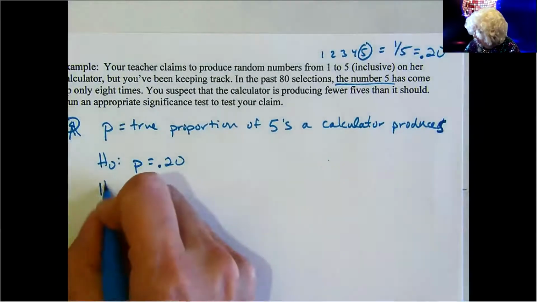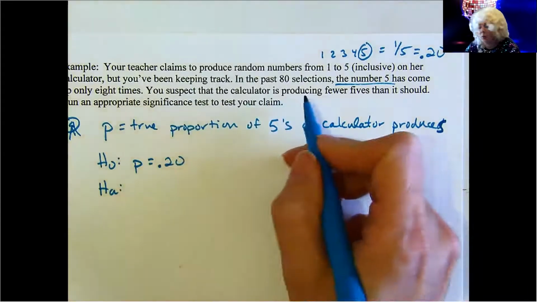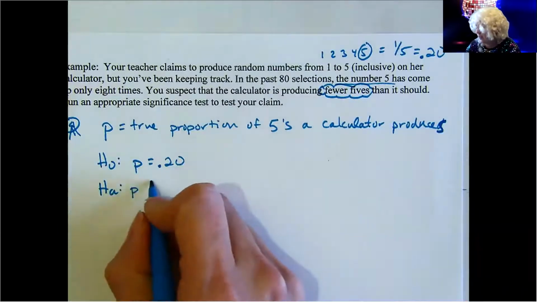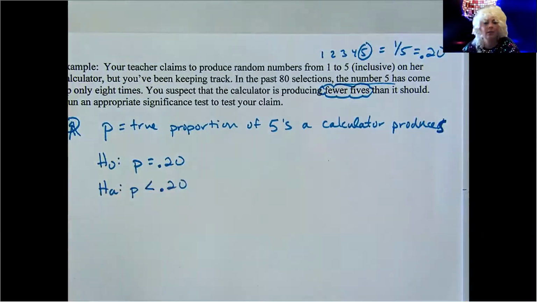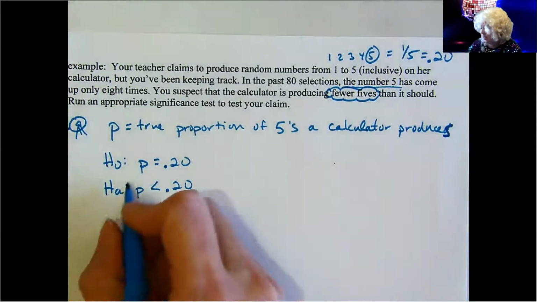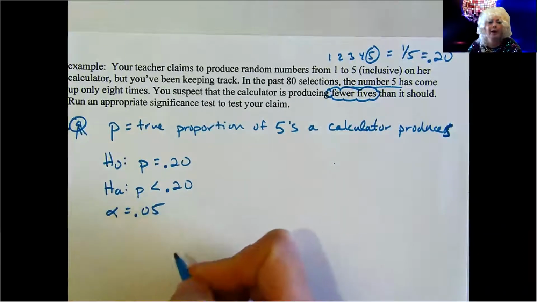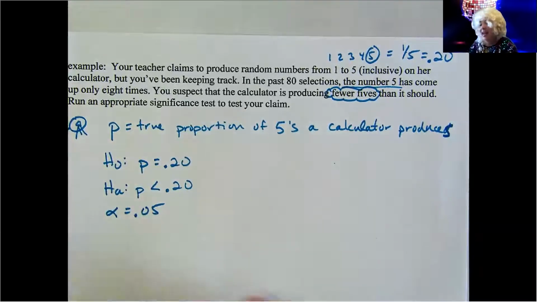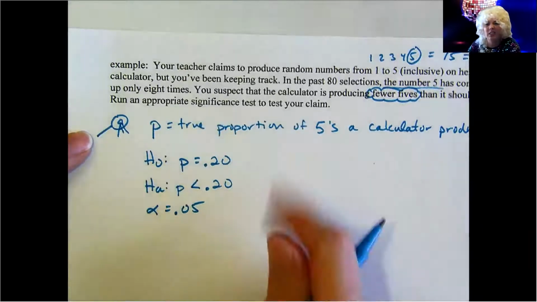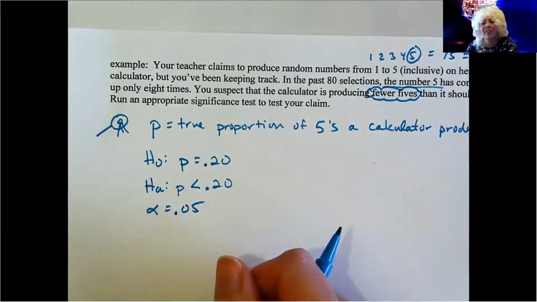All right, the alternative, let's go back and see. You suspect the calculator is producing fewer 5s. So we're going to look for evidence that it's fewer than 20%. Fewer. They don't give me an alpha level to use, they just say use a significance test. So I'm going to just use alpha equals 0.05. If I get a p-value at the end of this that's smaller than 0.05, then I have evidence that this calculator isn't working right. If I don't get something smaller than 0.05, I just don't have the evidence yet.